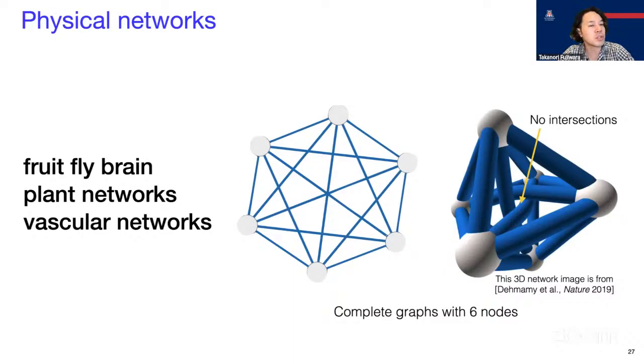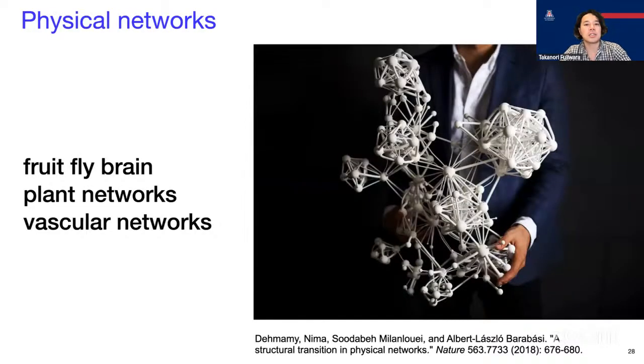So these attributes convey semantics of physical systems in the real world, like fruit fly brains, plant networks, and vascular networks. And this physicality is a dimension that 2D network visualization cannot capture, such as no link intersection constraints in a brain network of neurons. Then other researchers have developed algorithms to help convey this physicality and also came up with novel representations like this 3D printed network. But when I look at such a network, it's still ultimately static.